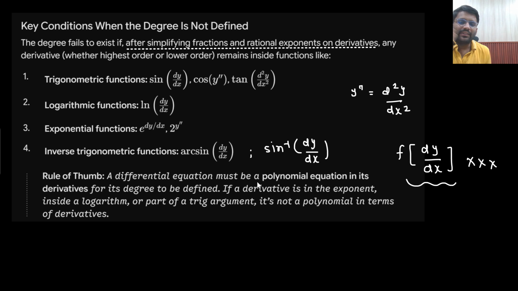Okay, rule of thumb: a differential equation must be polynomial equation in its derivative for its degree to be defined. If a derivative is in the exponent or inside a logarithm or a part of a trigonometric argument, then it's not polynomial in terms of derivative.